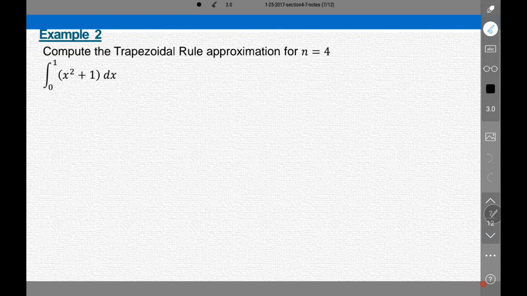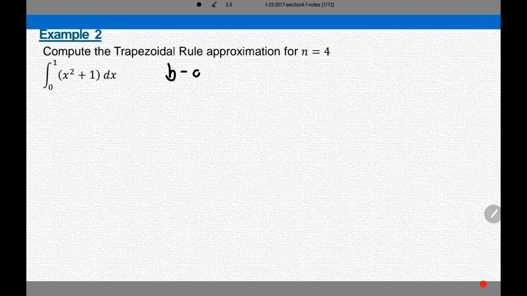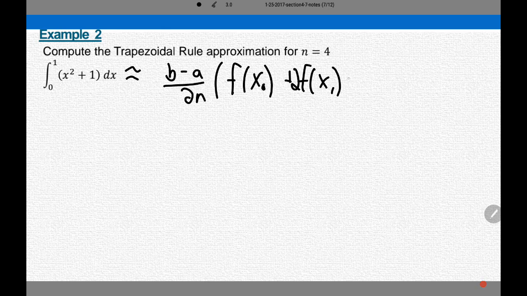So when we're doing this, I'm doing the exact same function as before, and we're doing b minus a over 2n, and then we're doing the function. In this case, since n is 4, we're just doing the first 4. So we've got 2 of these x1s, 2 of the x2, plus 2 of the x3, plus f at x4.